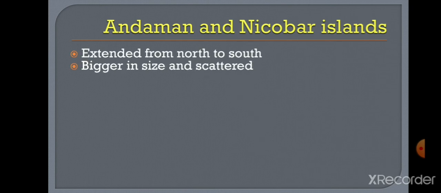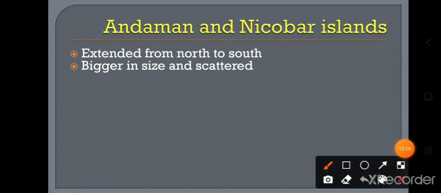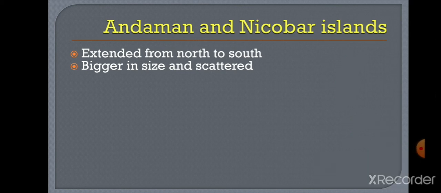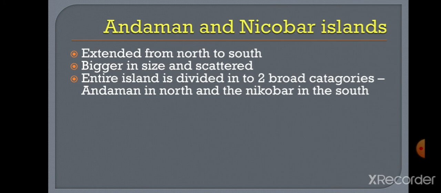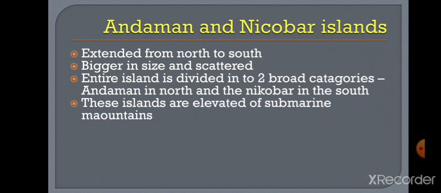Now, this part of our country extends from north to south. It is like this, right? This is how the Andaman and Nicobar Islands are situated. Okay, it is bigger and more scattered than Lakshadweep, and the entire island group is divided into two broad categories. First one is Andaman, which is in the north, and second one is Nicobar, which is in the south. Okay, now these islands are elevated parts of submarine mountains.